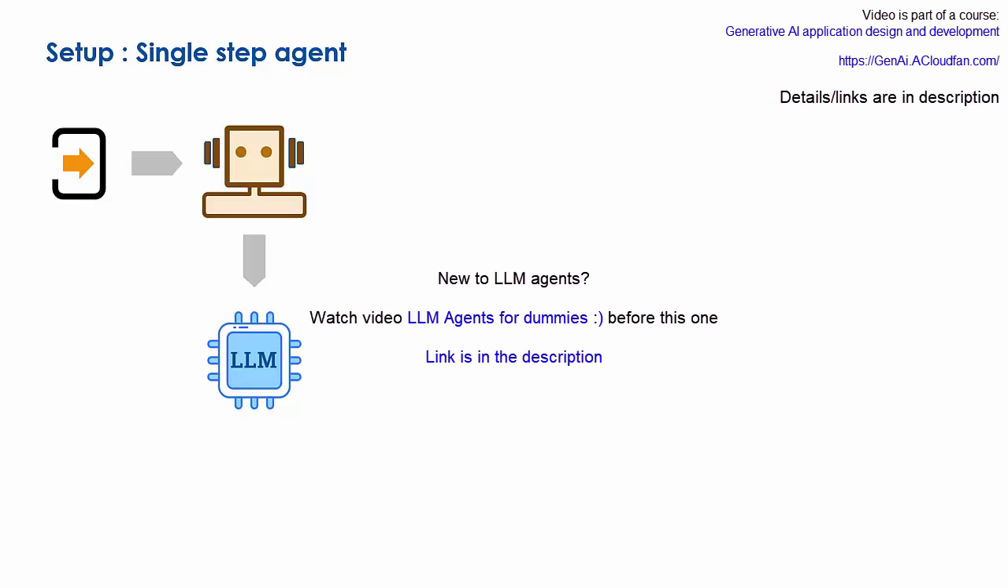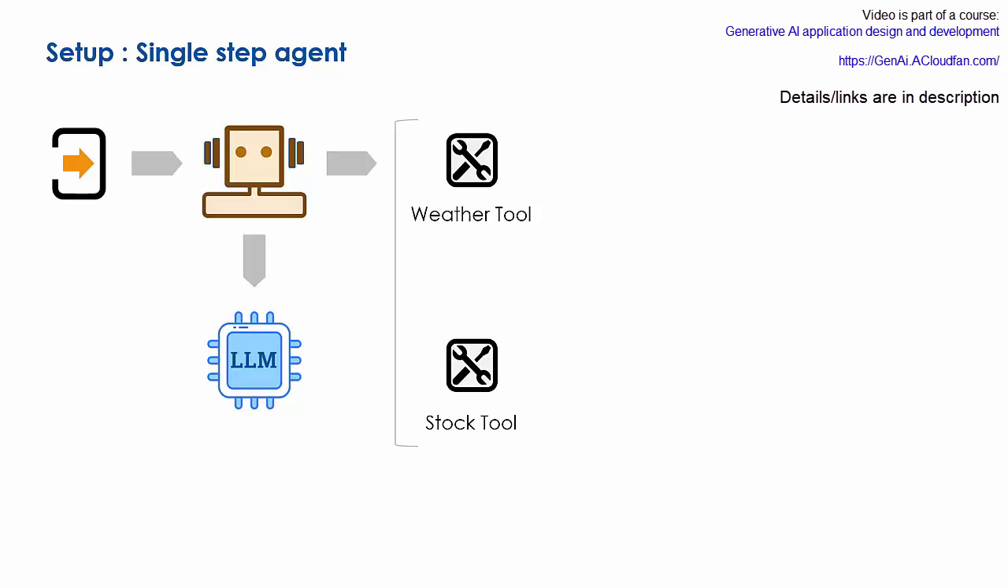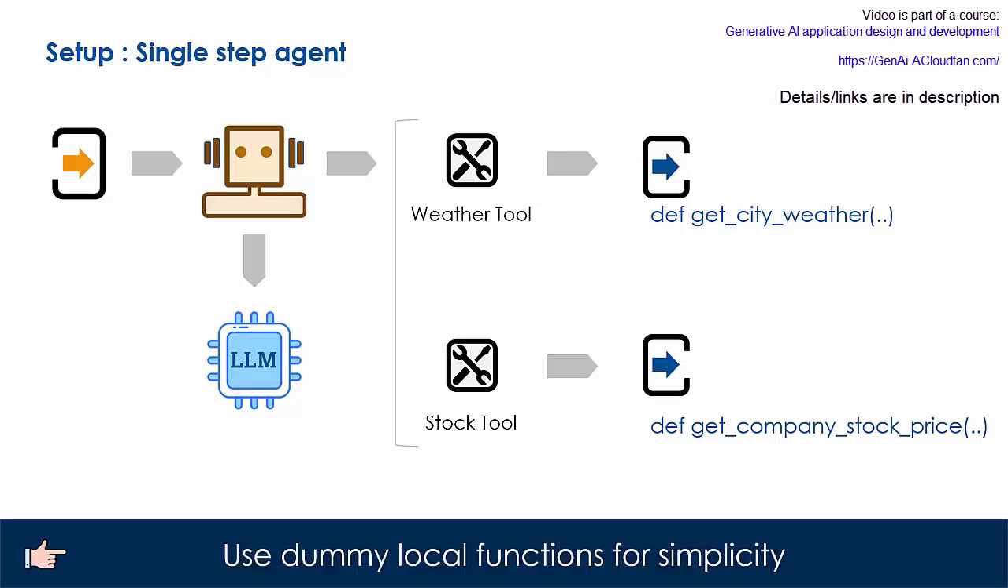In the exercise, you will set up an agent with two tools. The weather tool will get the weather information for the specified city. The stock tool will get the stock price for the specified company. Since our focus is on agents, we will use some dummy functions to represent the backend APIs.